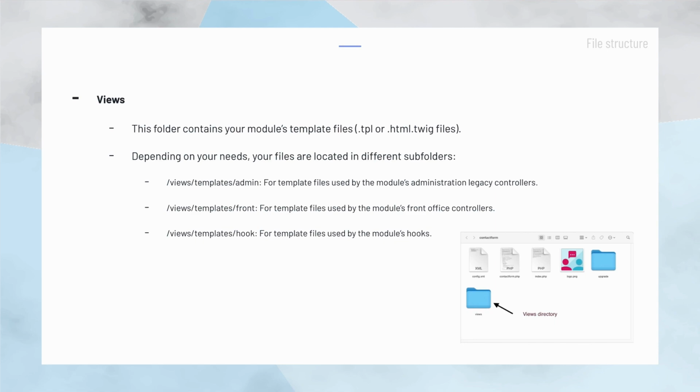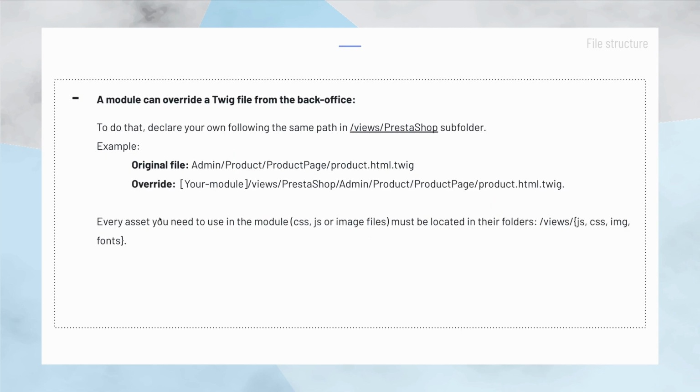Okay, so moving on. Another thing that a module can do is override a Twig file from the back office. To do that, declare your own following the same path in the views/PrestaShop subfolder. What you are really doing here is basically overriding one of the core TPL files of the Symfony bundle, because now we are adopting Symfony here. So here's an example that will simplify this for you.